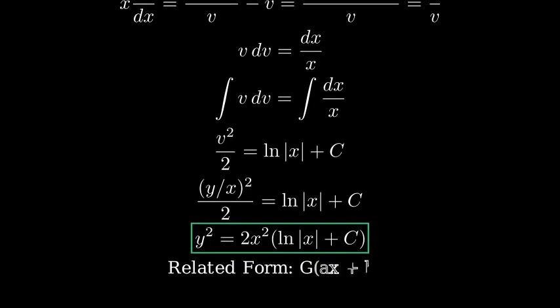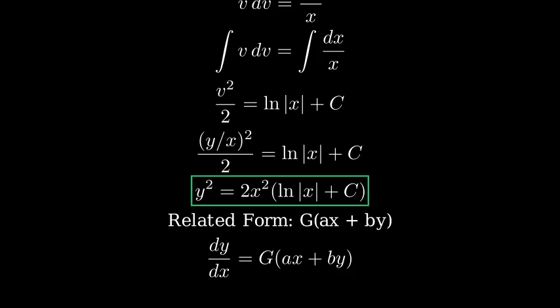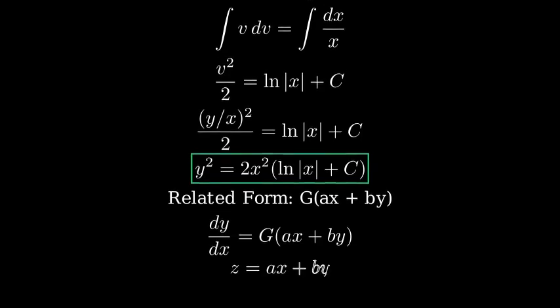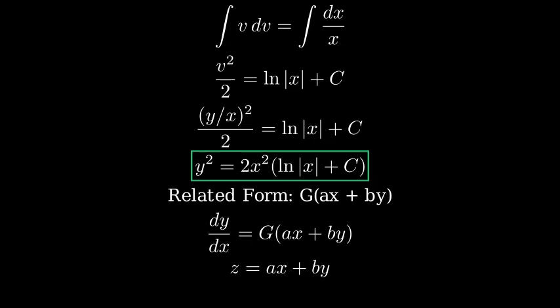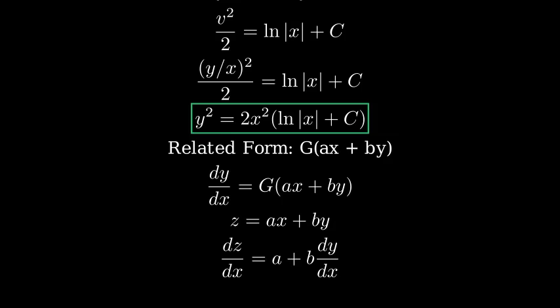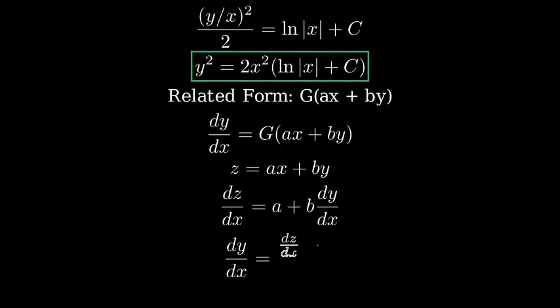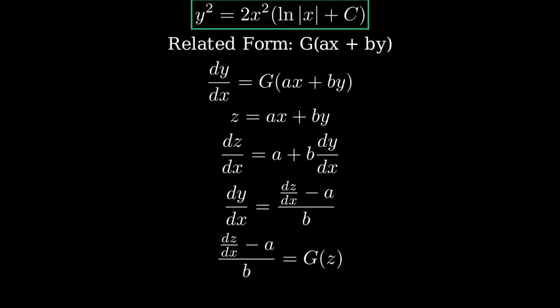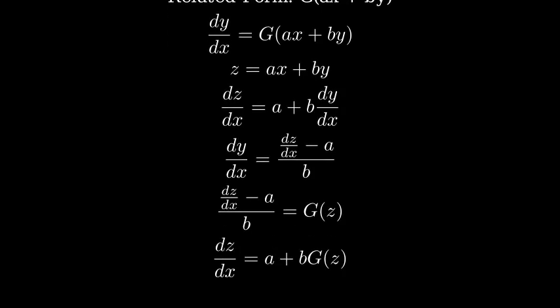Now, let's discuss a related technique. For equations of the form dy/dx = g(ax + by), we can apply the substitution z = ax + by. Then dz/dx = a + b dy/dx. Rearranging for dy/dx = (dz/dx − a)/b. Substituting into our original equation, (dz/dx − a)/b = g(z). Rearranging, dz/dx = a + b g(z).